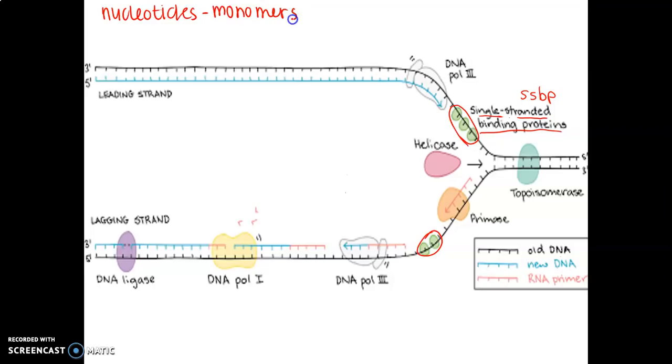I feel like Sal from Khan Academy. Monomers of nucleic acids. Okay, and so the single-stranded binding proteins are holding open the parent strands.